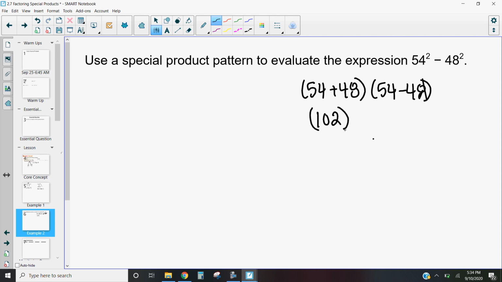And 54 minus 48 is going to be 6. And I can multiply these, and I'm going to end up getting 612. And I don't even need a calculator to figure that out. I mean, I might want to use it, but I don't have to. I don't have to type in 54 squared and 48 squared and then subtract those. I can use this special product pattern to simplify problems like that.